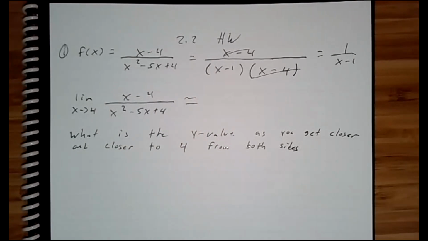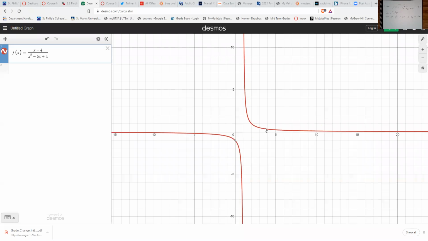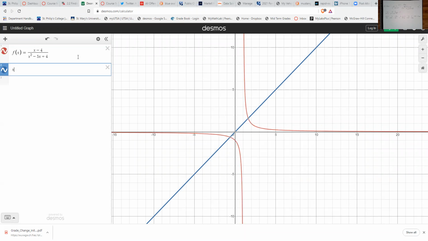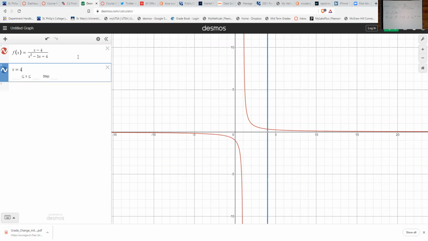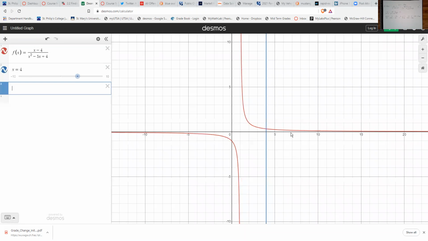Okay. So you can do it graphically. Let's get back to the graph. All right, so I'm going to put another point there so you can see it easier. x equals 4. So there's 4 right there.